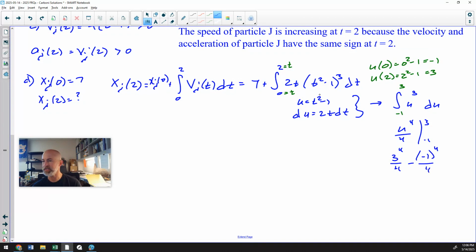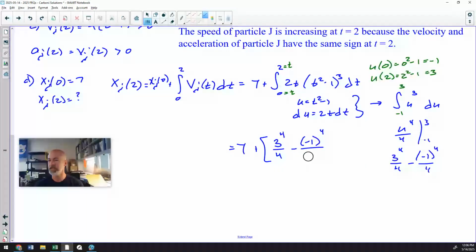And that is going to be injected way back over here. So 7 plus, and the answer to that antiderivative is 3 to the 4th over 4 minus negative 1 to the 4th over 4. And I am leaving my answer exactly like that. No benefit whatsoever in cleaning that up. Yeah, that's it. We are done with question number 5.